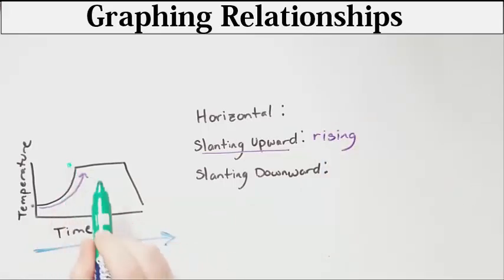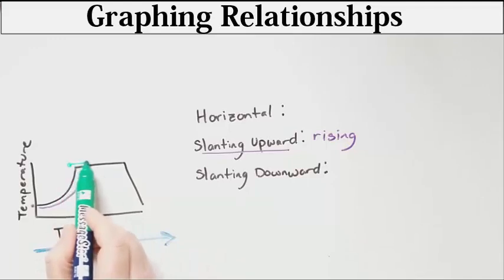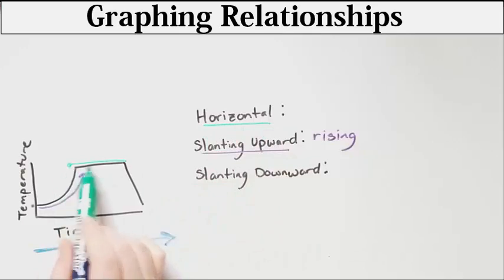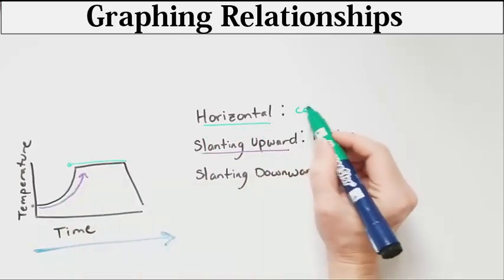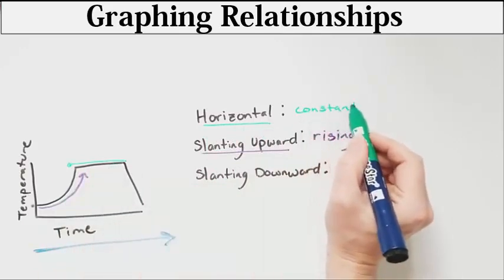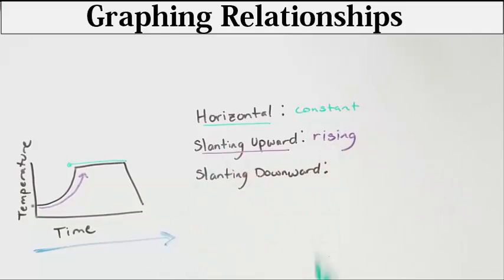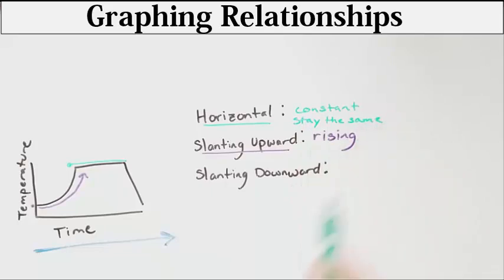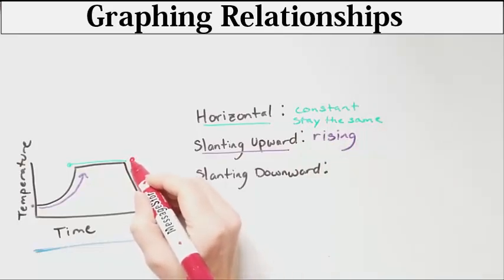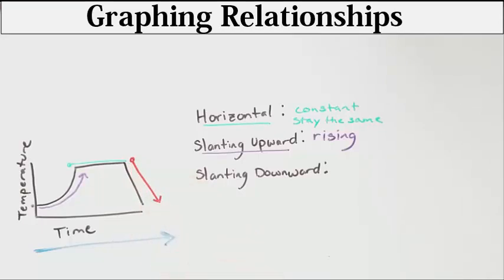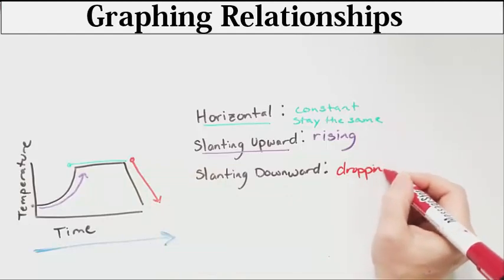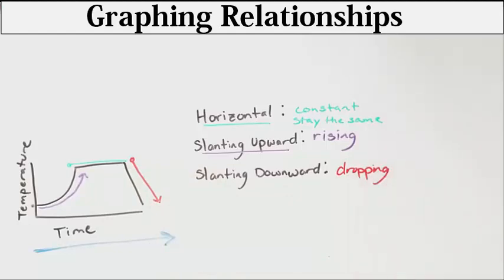It stops abruptly right here, and then I don't go up or go down. I have a horizontal line. If I don't go up or down, I know that I'm constant. So this was a constant temperature. Horizontal means constant. Another way of thinking about constant is that it stayed the same. It didn't go up, it didn't go down, it stayed the exact same. Well, then I see an abrupt change, and reading from left to right, I go down. Going down was dropping. So my temperature is slowly dropping.